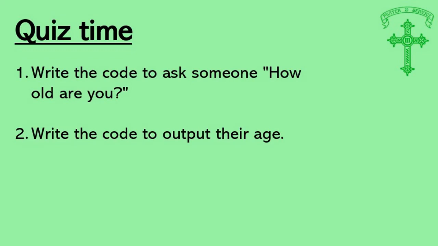Now, quiz time at the end of the lesson. Obviously, you're not going to be able to do it all in 5 minutes, so you'll hopefully have had to pause this and maybe go back and check a couple of times. So see if you can write the code out. How old are you? What code do we need in Visual Basic to say the phrase, how old are you? And then write the code to how you would output their age. That would also mean in number 1, there's an additional step there to how you actually store the information.